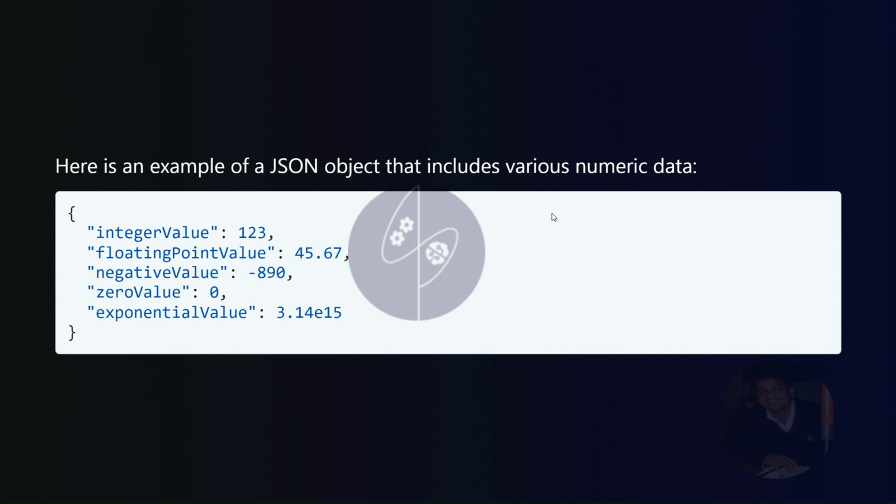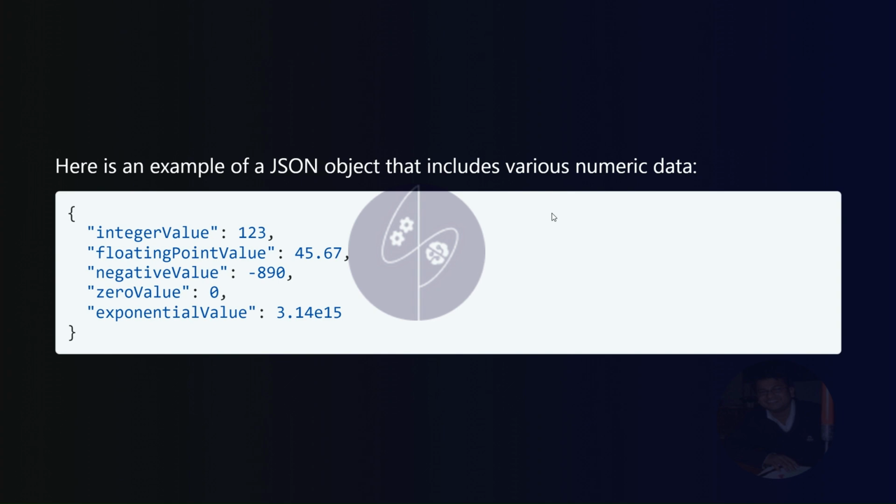In summary, this JSON object represents a collection of numeric values with different types, integer and floating point, and includes positive, negative, 0, and a large value written in scientific notation. JSON is a data interchange format, and in this context, it's used to represent structured data with numerical values.